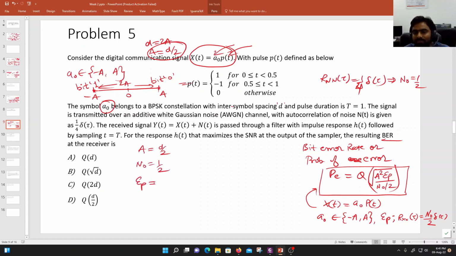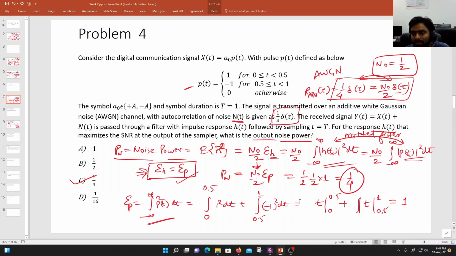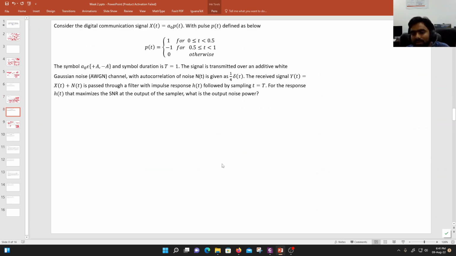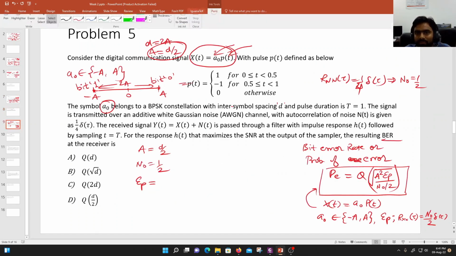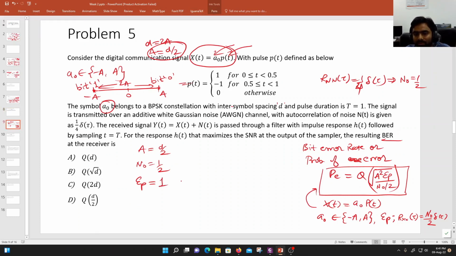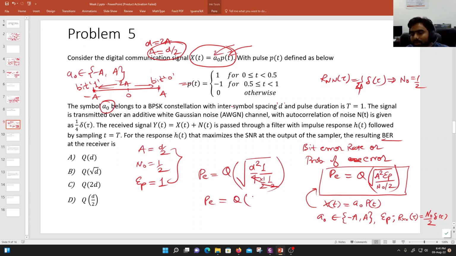Now what is remaining? E of p is remaining, that we also have done in the previous question. Because the pulse is the same, the energy of the pulse E of p is 1. Now substitute these values in this formula, and we get P of E as Q of square root of a square, that is d square by 4, times E of p, which is 1, divided by N naught by 2, which is half. Cancel this 4, and it would be Q of d. So option A would be correct.